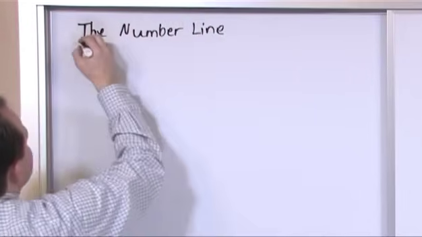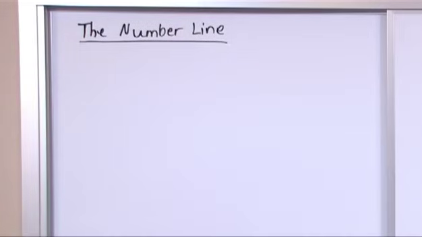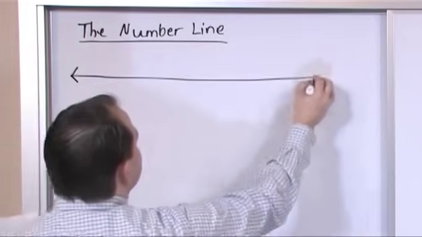You need to get comfortable with it, because later on, when we start adding and subtracting negative and positive numbers, the number line is going to help you do that and help you visualize it. The number line is a very simple concept, just like we talked about.